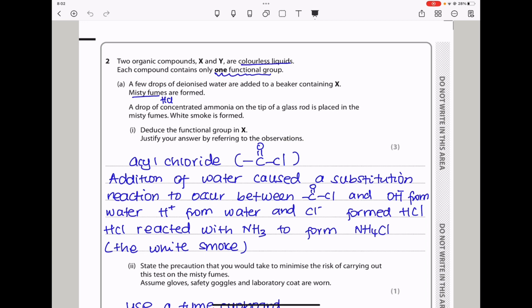They say deduce the functional group in X and justify your answer by referring to the observations. The functional group is going to be an acyl chloride, and this is because addition of water caused the substitution reaction to occur, whereby the Cl in the acyl chloride was replaced by OH from water, and then the Cl and the H reacted together to form HCl, and this HCl reacted with ammonia to form ammonium chloride, which appeared as white smoke.